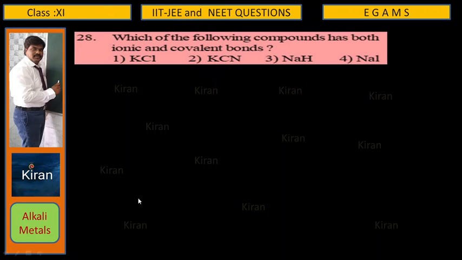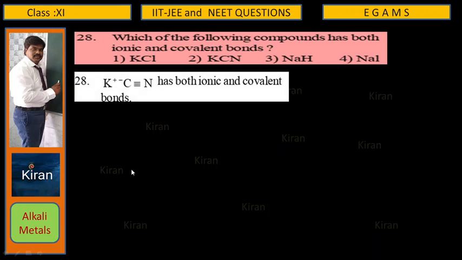Which of the following compounds has both ionic and covalent bonds? Potassium chloride, potassium cyanide, sodium hydroxide and sodium iodide. So potassium cyanide is having both ionic and covalent bond. Very important question. Observe here.